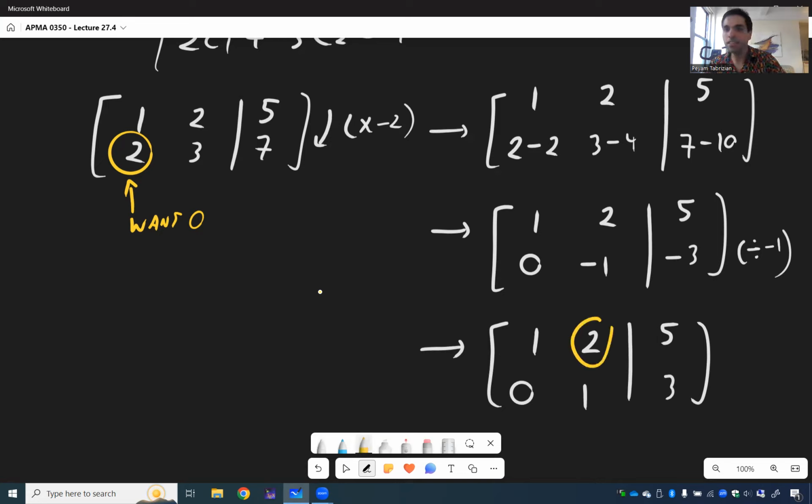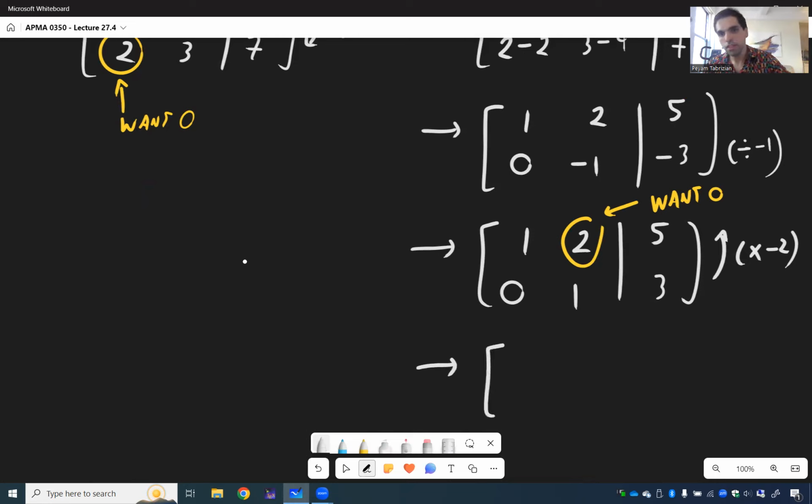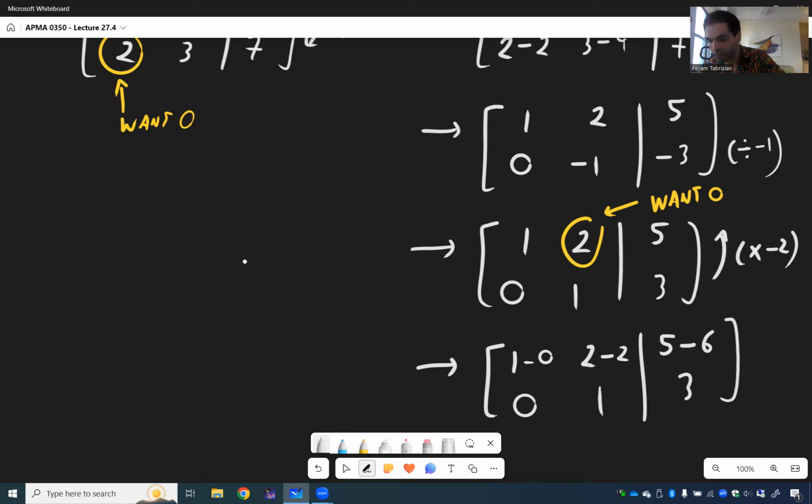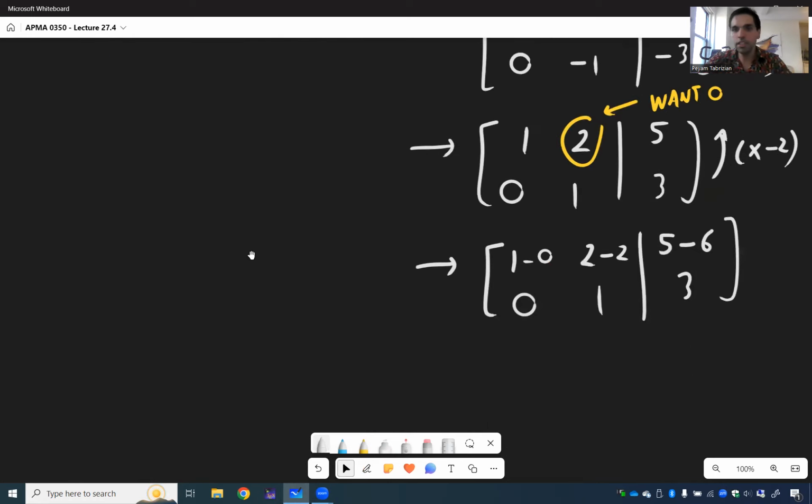And then the next step is to turn this 2 into a 0. And we can achieve this by subtracting 2 times the second row from the first. And we get 1 minus 2 times 0, 2 minus 2 times 1, 5 minus 2 times 3, and then you keep the other row. And then you have 1, 0, -1, and then 0, 1, 3. And that's what you want.